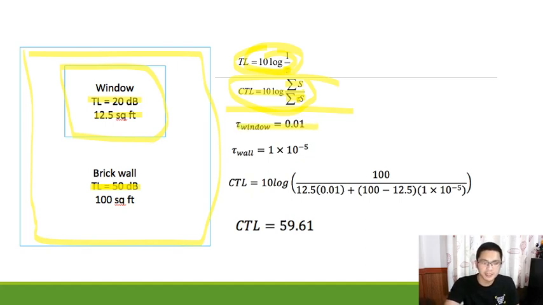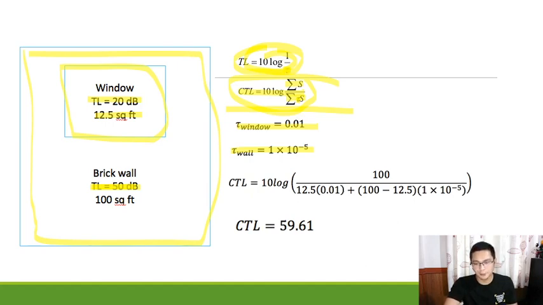Yung wall naman natin is 50 dB. So, 50 dB is equal to 10 log of 1 over tau. Yung tau ng wall natin is 1 times 10 to the negative 5. So, anong ibig sabihin nito? Ibig sabihin nito class, 0.01 na lang yung makakatagos na sound. Kung may incident sound na tumama dun sa window natin, 0.01 lang yung makakatagos. And kung brick wall yan, 1 times 10 to the negative 5 na lang yung sound na makakatagos.